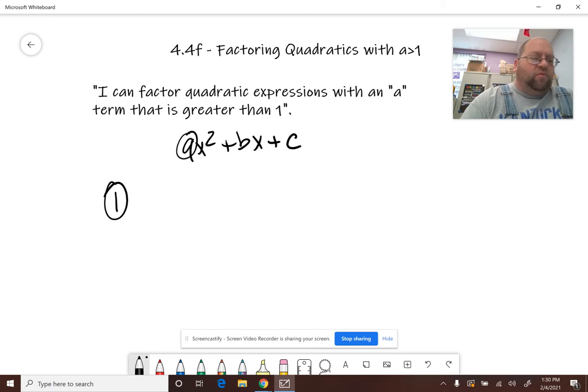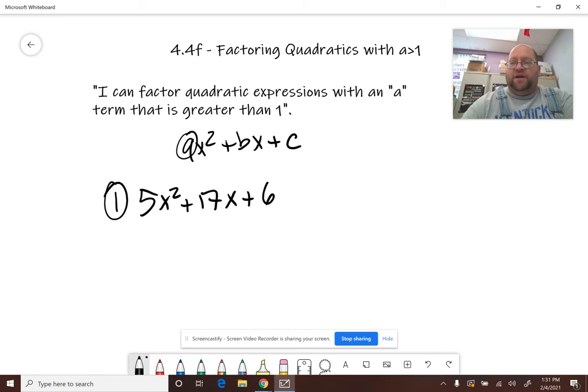We'll call this problem number 1. We've got 5x squared plus 17x plus 6. You should get in the habit of always trying to see if you've got any common factors. My coefficients here are 5, 17, and 6. 5 doesn't go into 17 or 6, and 6 doesn't go that way either. So there's really no common factors here.